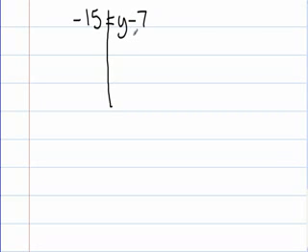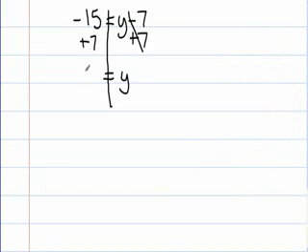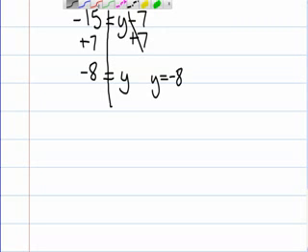Since this is subtraction, I'm going to do the inverse, which is addition. I'm going to add 7 to the right side, and I'm also going to add 7 to the left side. If we go back to my right, minus 7 plus 7 cancel out, leaving me with y equals negative 15 plus 7 gives me negative 8. So we have y equals -8.